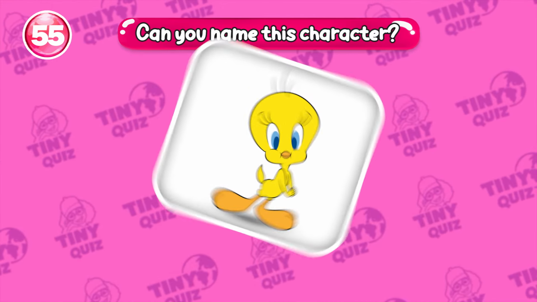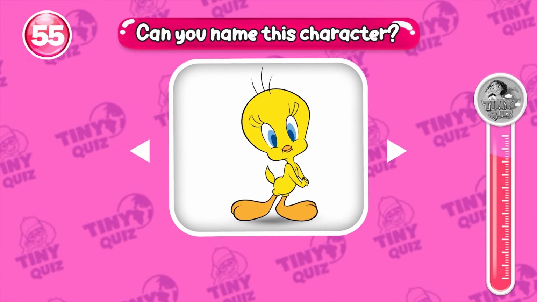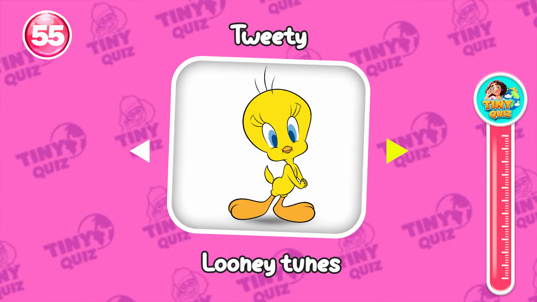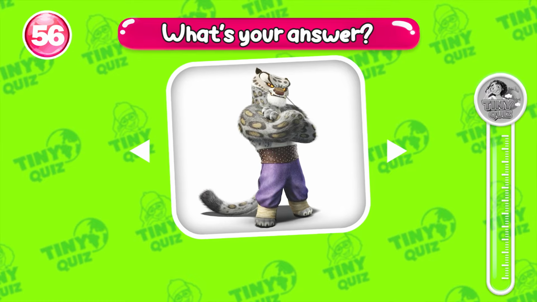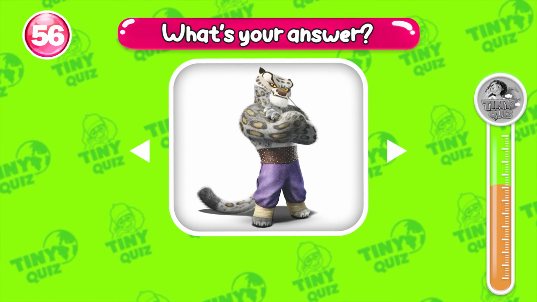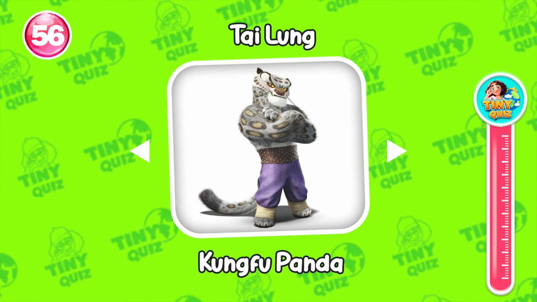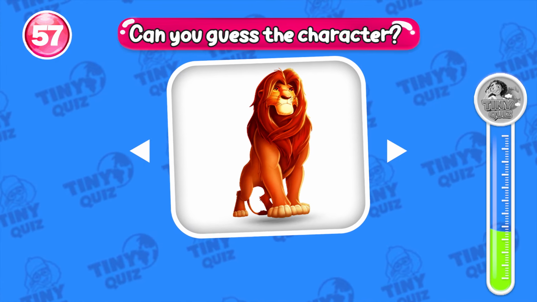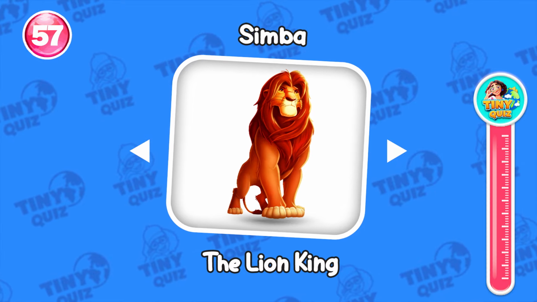Question 55. Can you name this character? Tweety from Looney Tunes. Question 56. What's your answer? Tai Lung from Kung Fu Panda. Question 57. Can you guess the character? Simba from The Lion King.